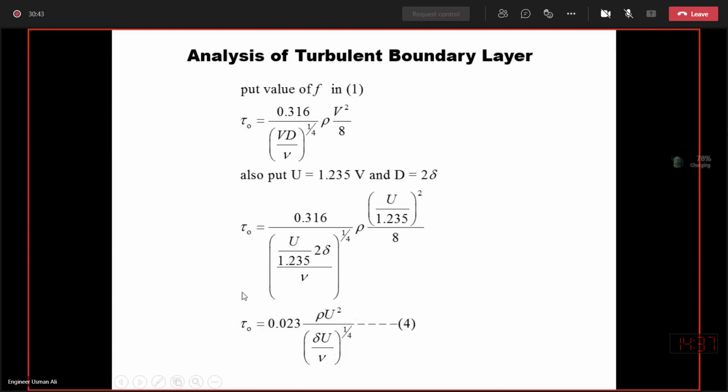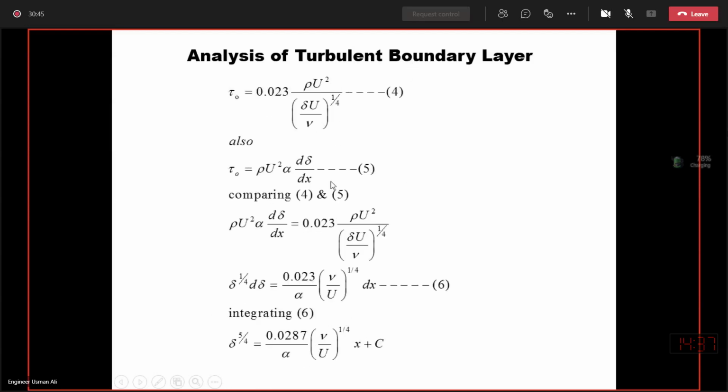Now if you compare this equation 4 with the already derived equation number 5 over here, tau naught is rho u square alpha d del over dx. So comparing 4 and 5, we can rewrite it for the thickness of boundary layer. So del power 1 by 4 into d del equals 0.023 over alpha, nu over u power 1 by 4 into dx. Nu is the kinematic viscosity. U is the undisturbed velocity.